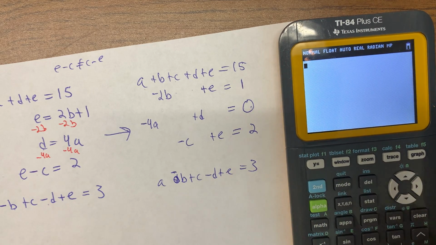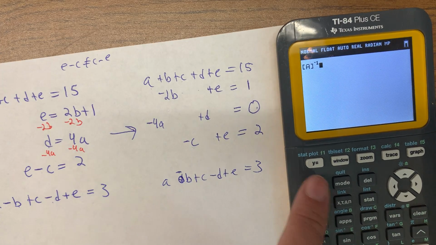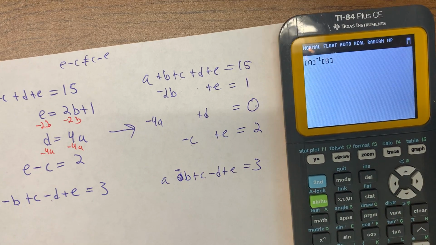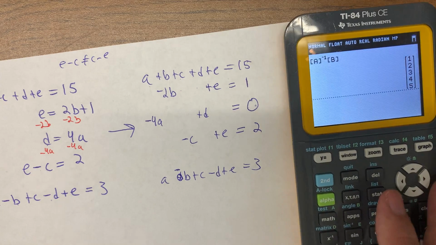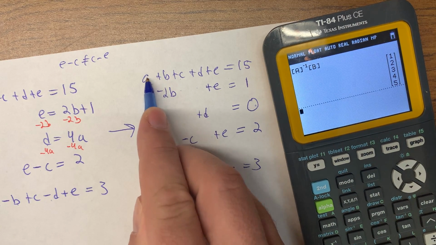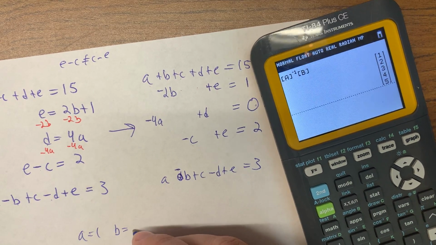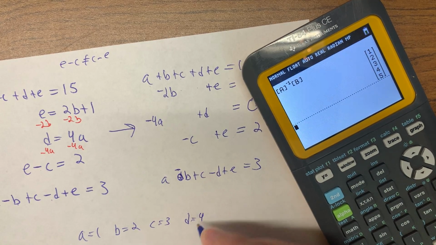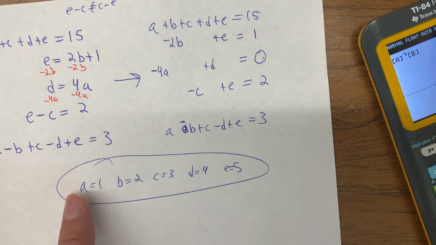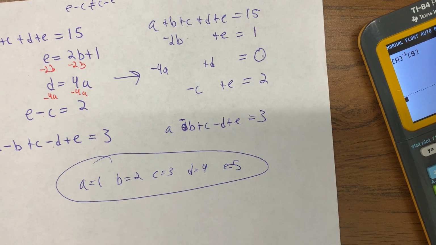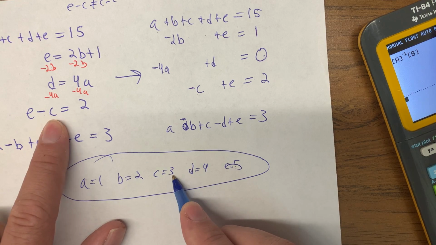I press second quit, and I'm always going to put second matrix, A inverse times B. A inverse times B. That's what we do to solve our matrix operation at the end. And it tells us in order, A is 1, B is 2, C is 3, D is 4, and E is 5. So let's put that. A is 1, B is 2, C is 3, D is 4, and E is 5. That is the solution to our system of equations. If we plug these in, it makes all the equations true. Like for instance, this one, E minus C equals 2. E is 5. 5 minus 3 is 2.